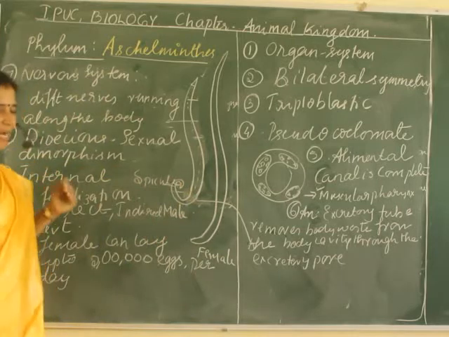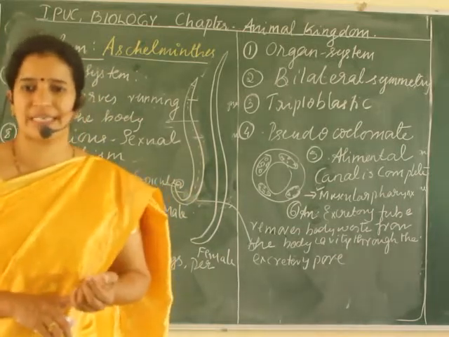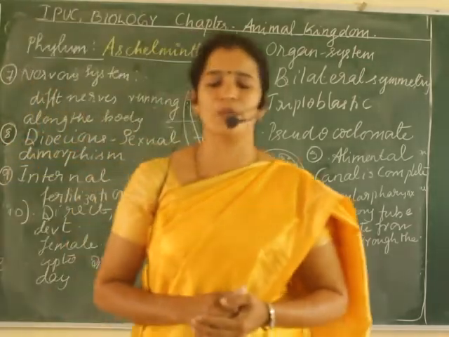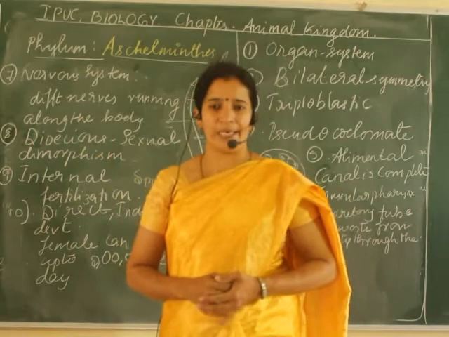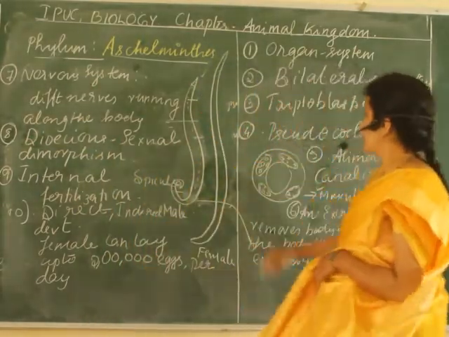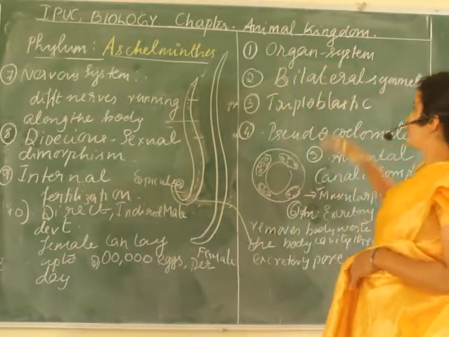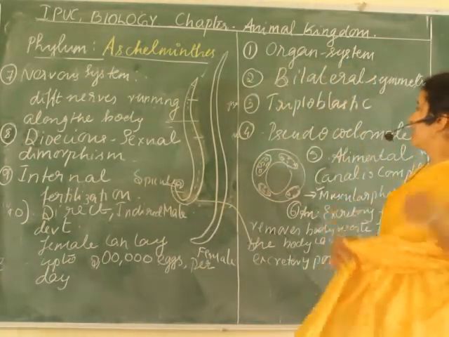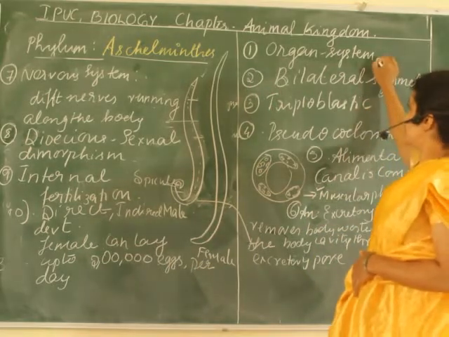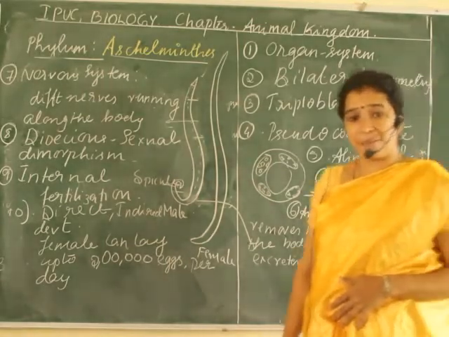Then their habitat: they are found in aquatic habitat. They are also seen in the terrestrial habitat. They are also found as parasites on both plants as well as on animals. Then about their characteristic features, they show organ system level of organization, bilateral symmetry, and they are triploblastic. Okay, so organ system, one example you can see is that the digestive system is complete.